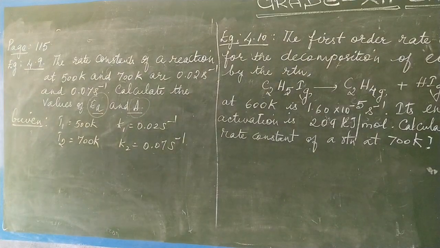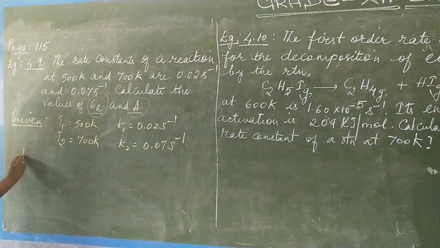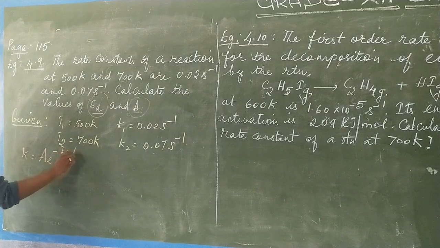When asked like this, the two formulas that immediately come to our mind are: what are the two formulas? First, K is equal to AE to the power minus EA divided by RT.